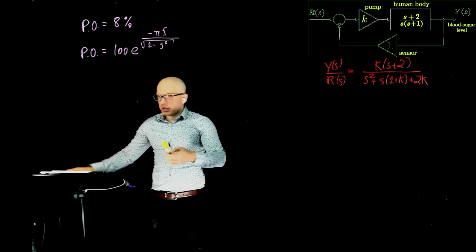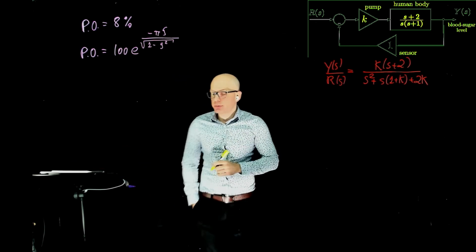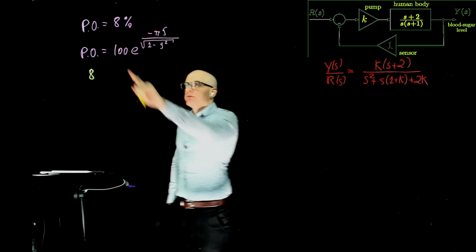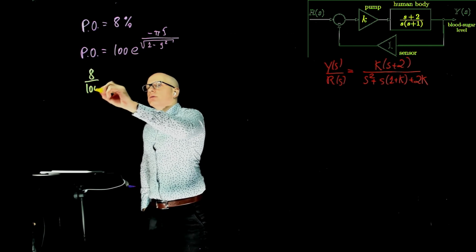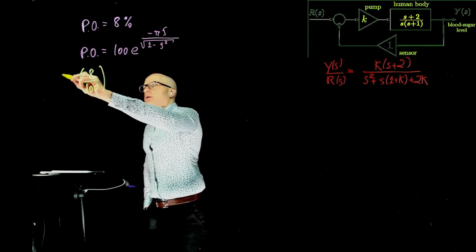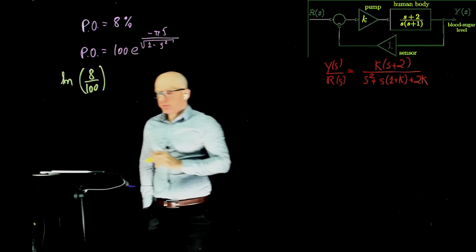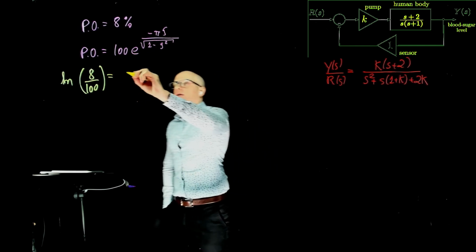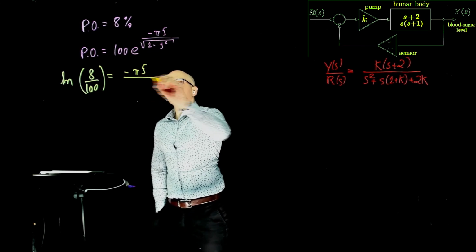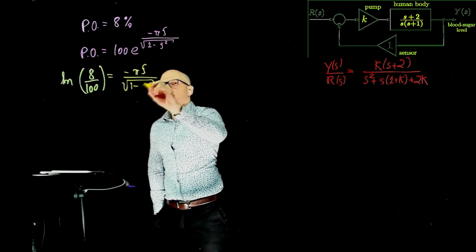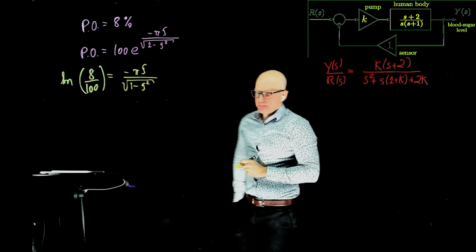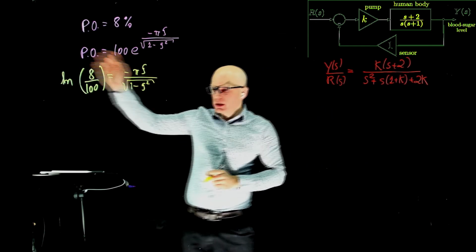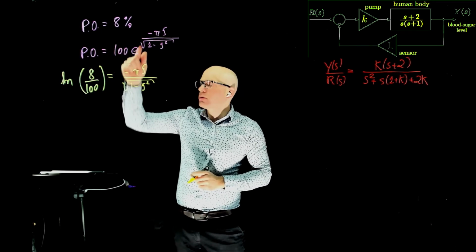So from this, we can find the required damping ratio to give an 8% overshoot. You can just replace 8 on this side here, divide that by 100, and then take the natural log on both sides of the equation. And when you take the natural log of this, we get negative pi zeta over square root of 1 minus zeta squared. So I divided 8 by 100. I took the natural log on both sides, and that will cancel the exponential.